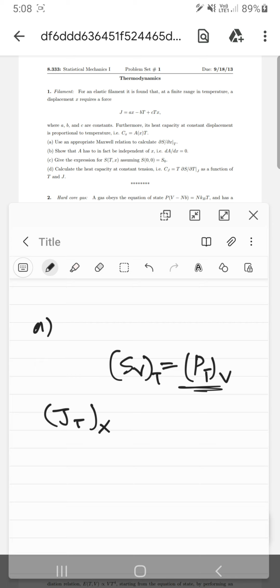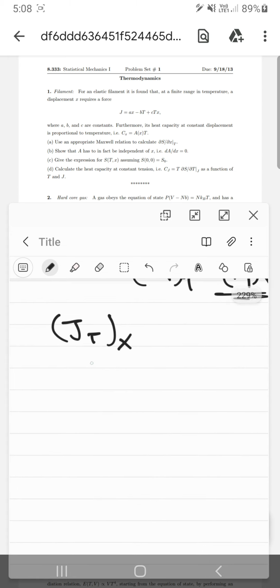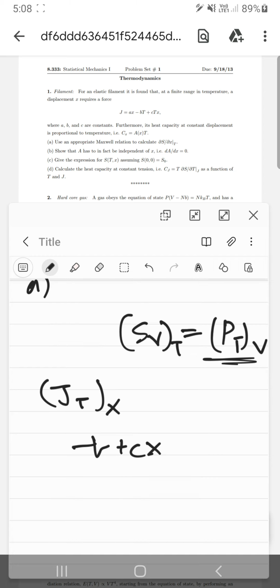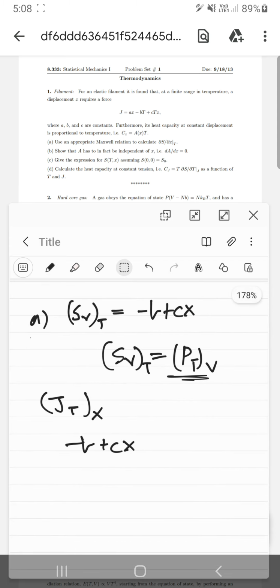So we want j sub t at constant x. How do we do that? You're given j as a function of t and x, right? Just differentiate with respect to t, so x is constant at that point. So you just get minus b plus cx. That's what this quantity is. So using an appropriate Maxwell relation, s sub v at constant temperature is just equal to minus b plus cx. Cool. Next question, please.